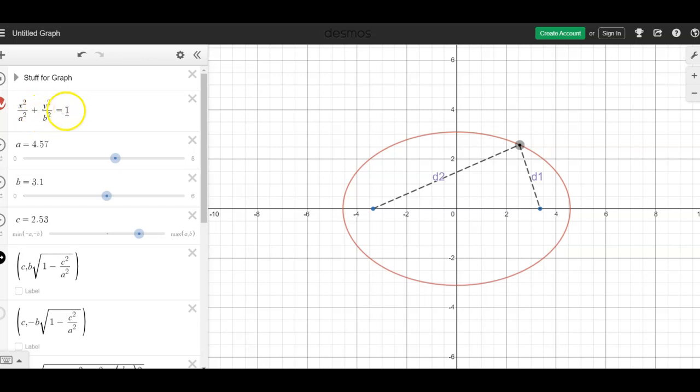If we cleared fractions here and multiplied both sides of this equation by the common denominator, a squared b squared, the a squares would cancel and I'd have b squared x squared plus, the same thing happening here, the b squares would cancel and I'd have a squared y squared equals, and on this side, multiplying by the denominator's product, a squared b squared.